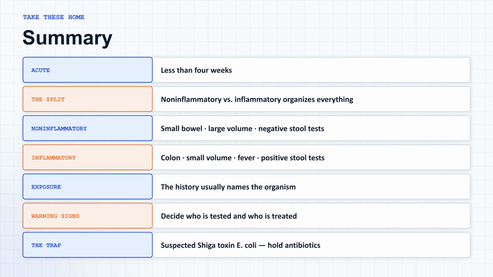And sixth, the one time antibiotics do harm is suspected Shiga toxin-producing Escherichia coli, where they may raise the risk of hemolytic uremic syndrome. Carry the split with you. It answers almost every question this topic can ask at the bedside.